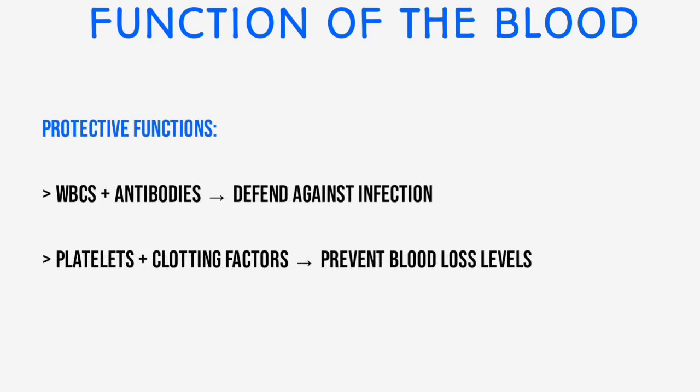Then number three is protection. So finally, the blood provides protection in two major ways. The defense against pathogens, where white blood cells attack bacteria, viruses, and other foreign substances. Then antibodies produced by lymphocytes neutralize toxins and mark pathogens for destruction. Then we also have prevention of blood loss. Platelets and clotting factors prevent excessive bleeding by forming clots when the blood vessels are injured. So blood is not just a transporter, it is a regulator and also a defender.